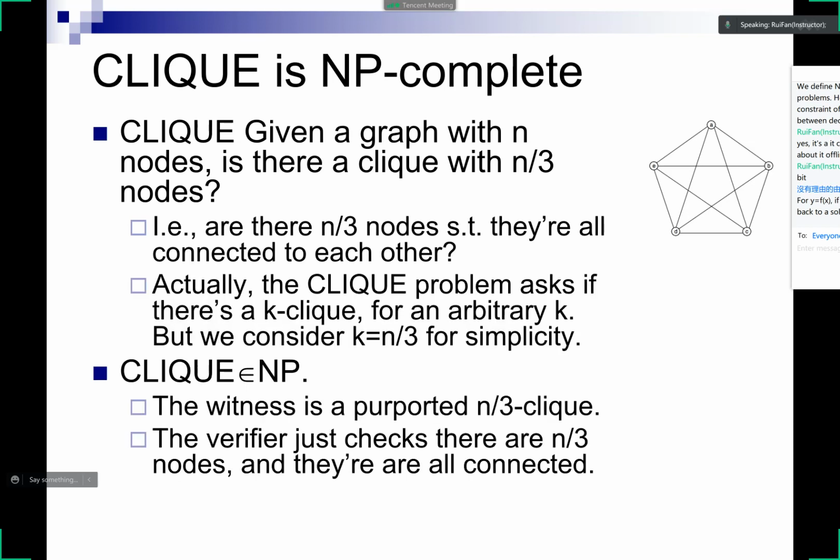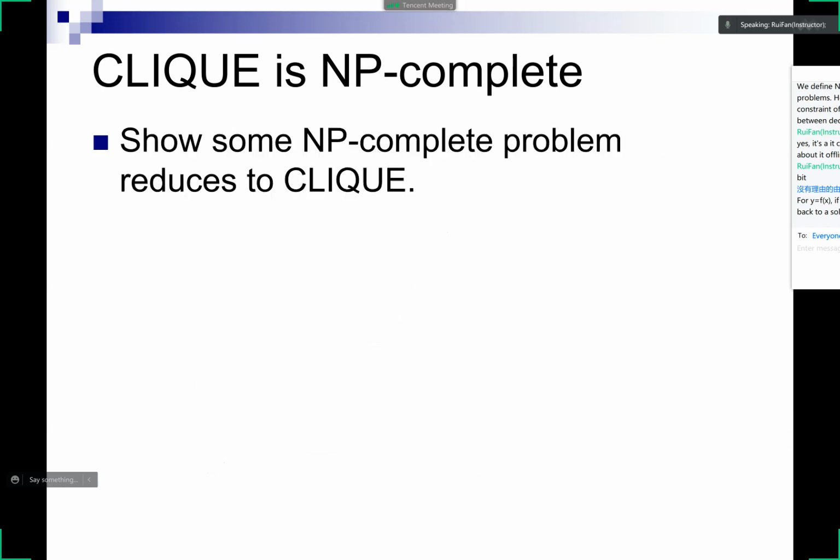First of all, you can show that clique is in NP, because we saw that k-clique is in NP, so clique is also in NP. The certificate is just, if you give me a graph with n nodes, n divided by 3 nodes which do form a clique. So this is pretty easy.